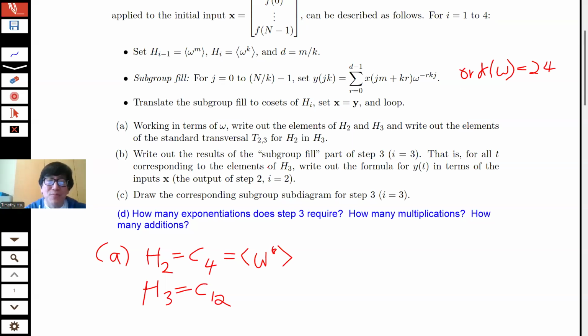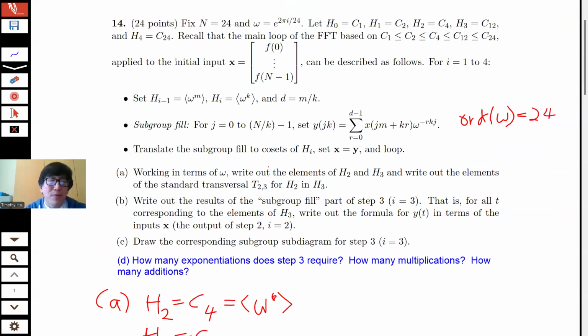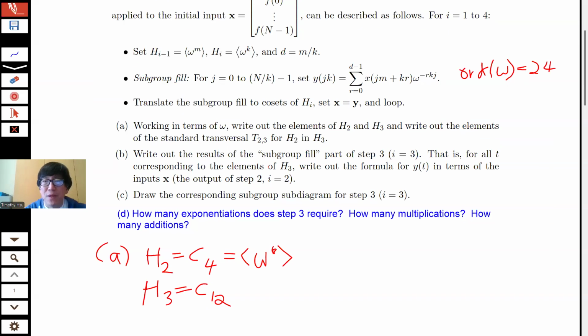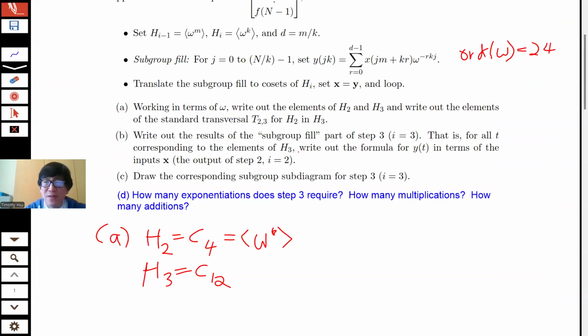Anyway, the point is we're doing number 14 from the exam given in fall 2023, which is the sample exam for fall 2024. I'm just going to go from the top. So the order of omega is 24.